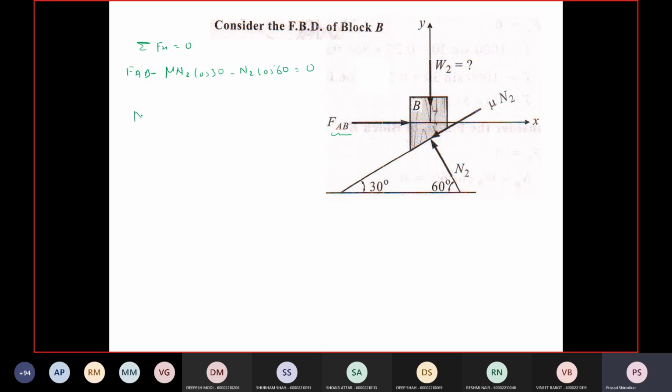So this will give you the value of N2, and next summation Fy is equal to 0. So N2 sin 60 minus mu N2 sin 30 minus W2 is equal to 0. Get W2.